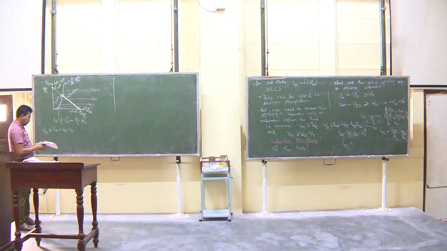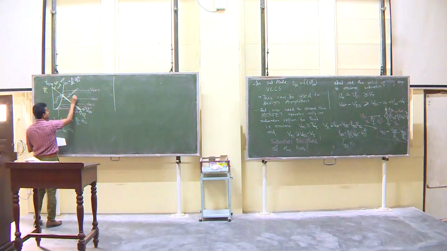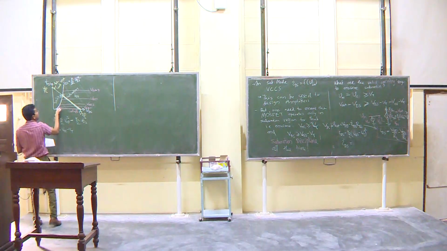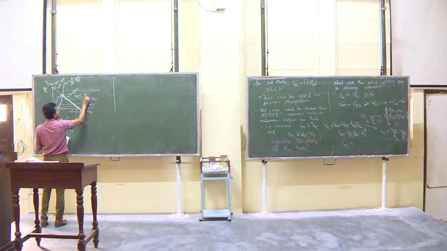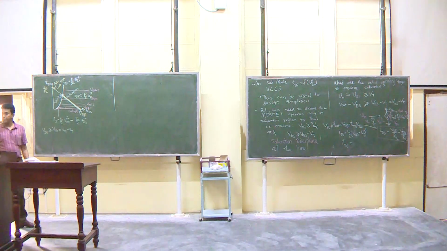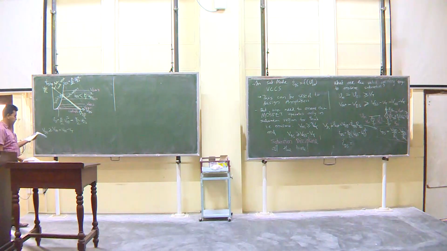So in saturation region, IDS is below this curve. It's less than K divided by 2 VD squared. Okay, so that has to be there.